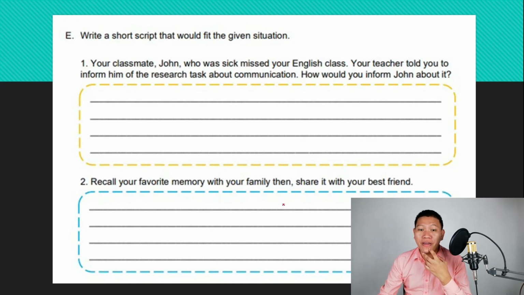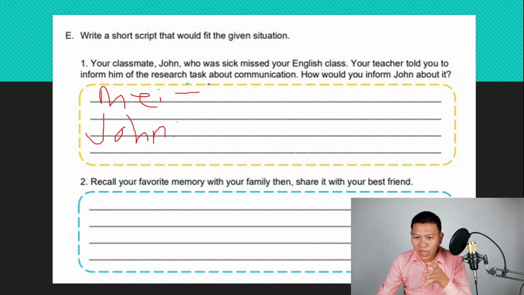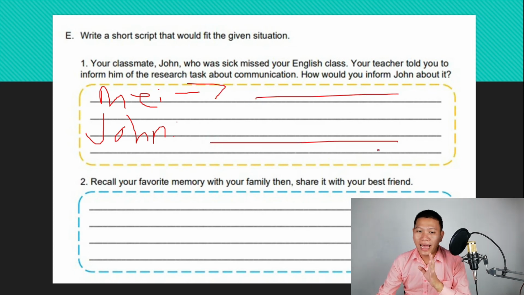Write a short script that would fit the given situations. All you have to do is to write. Your classmate John, who was sick, missed your English class. Oh, poor John. Your teacher told you to inform him of the research task about communication. How would you inform John? So don't forget, it's a short script. So meaning to say, you will write here your name, me, and then John. And then how would you communicate with each other? Hey John, our teacher told me to blah blah blah. And then his reply. And answer the following questions as well.